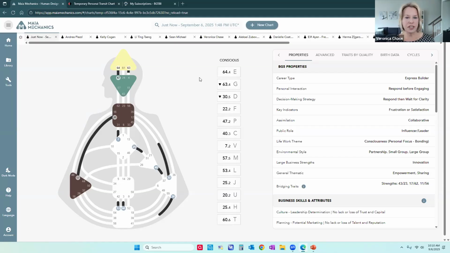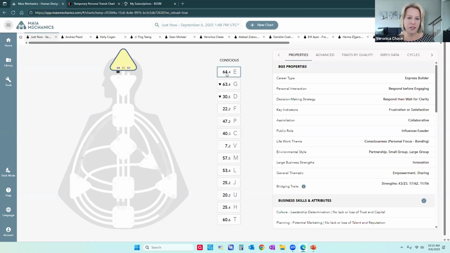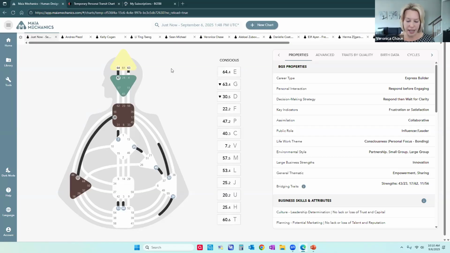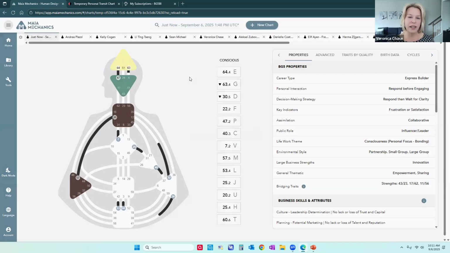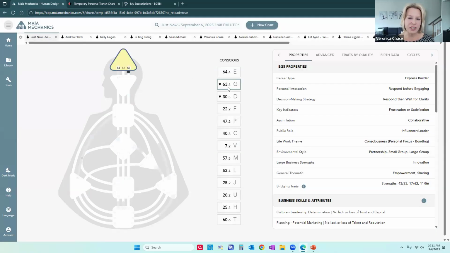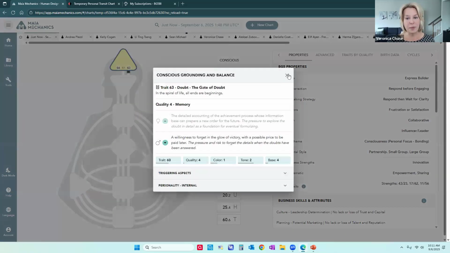We're also in the 64. So the 64 is in the sun, which is the conscious core essence. And the 64 is, you know, about abstraction. So there is this conviction quality that's active right now. And the 63 is about doubt.